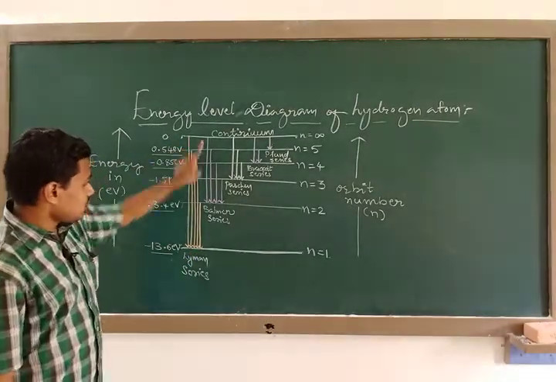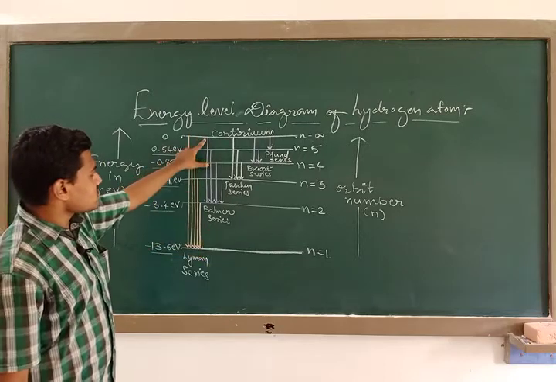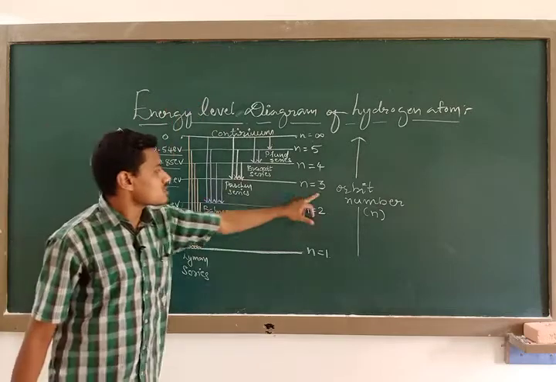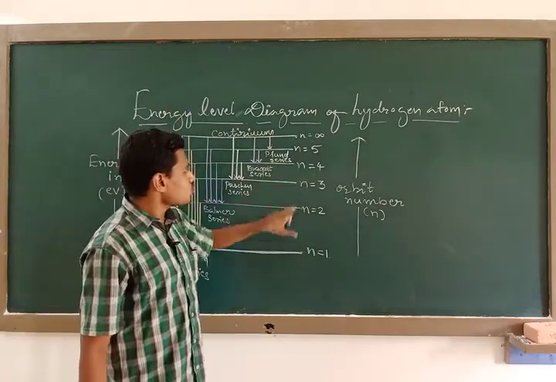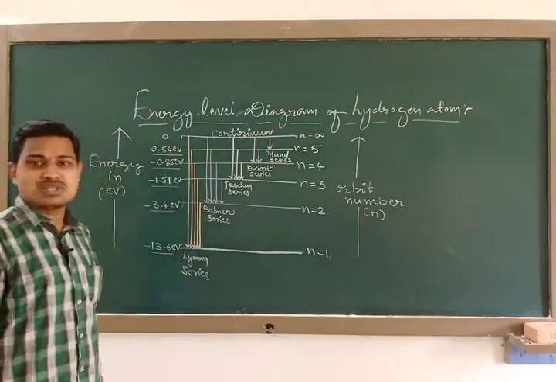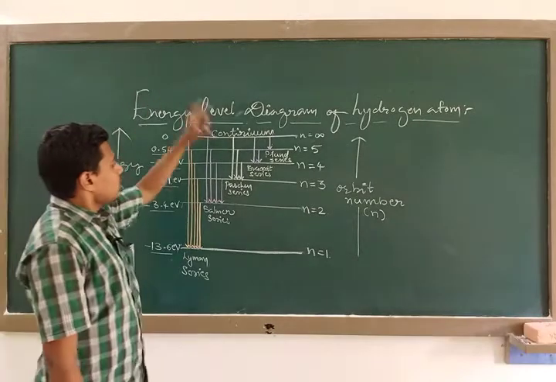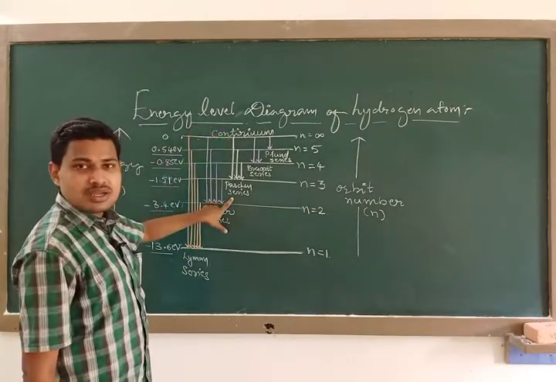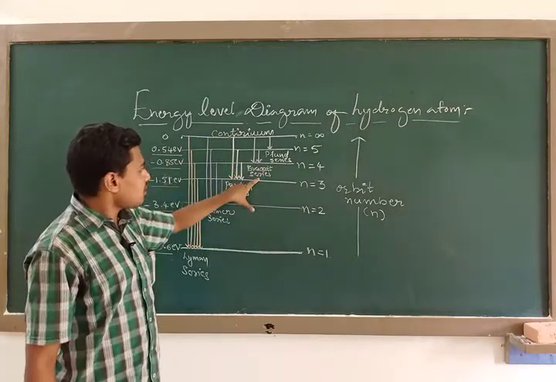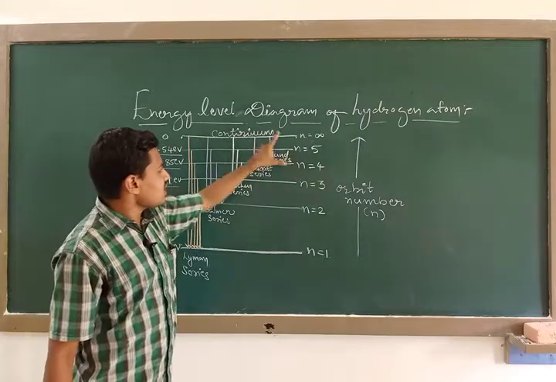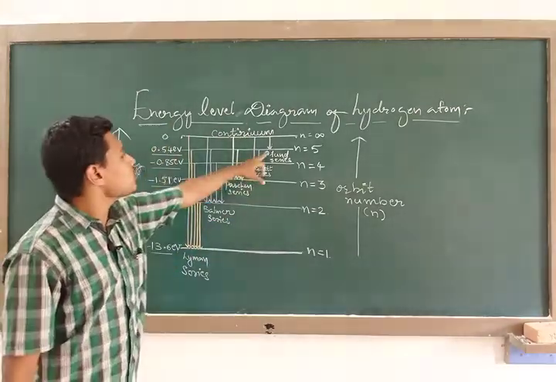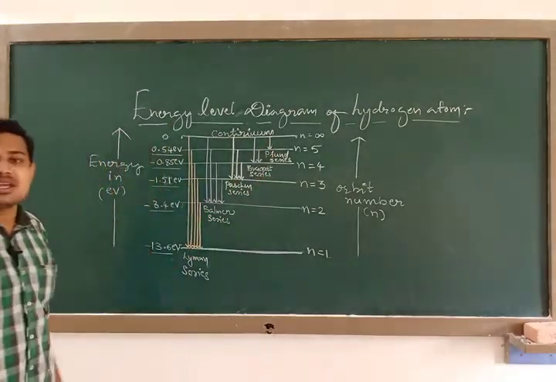If I take the second one, that is the Balmer series, the electron is transitioning from a higher orbit to the second orbit. That is third to two, fourth to two, fifth to two, sixth to two, in general infinity to two also corresponds to the Balmer series. Next, the third one is the Paschen series, which is a transition from a higher orbit to the third orbit. Like that, Brackett series, higher orbit to the fourth; Pfund series, higher orbit to the fifth: sixth to fifth, seventh to fifth, in general infinity to fifth corresponds to the Pfund series.